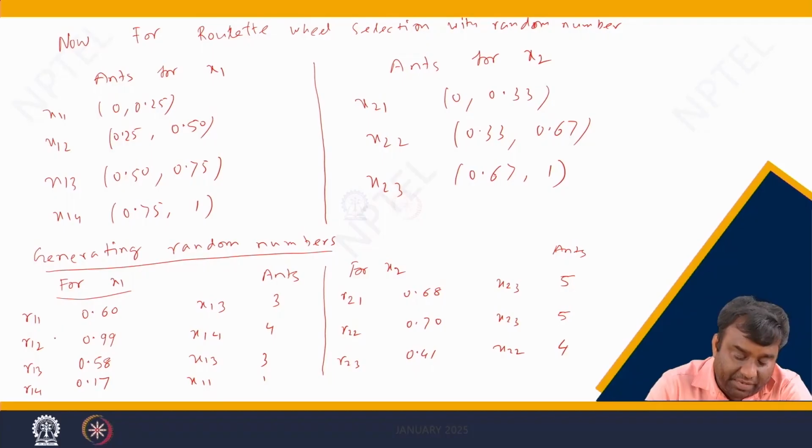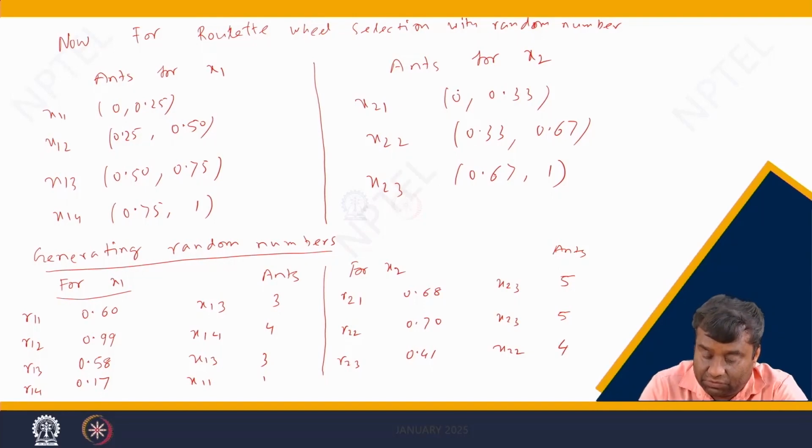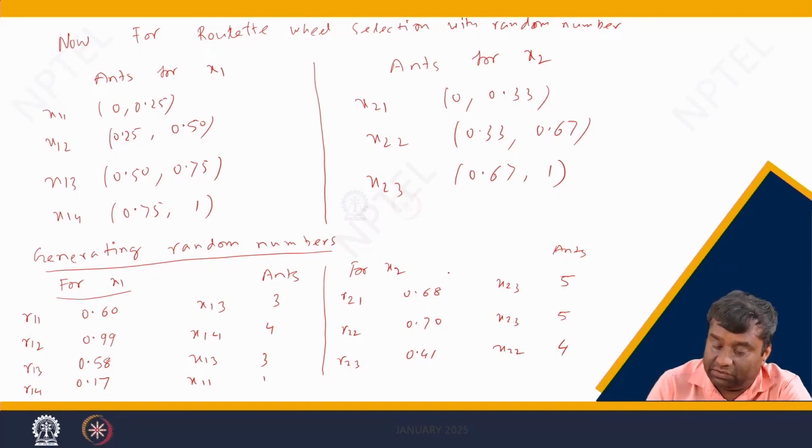Now we need to generate random numbers, so we generate 4 random numbers. The first random number is 0.60, it belongs to this interval, so x13 is selected, and 3 is selected. The second random number is 0.99, which belongs to this interval, so x14 is selected. The third is 0.58, here also x13, that means 3 is selected. The fourth falls in x11, so x11 is selected. Similarly for x2, random number 0.68, so x23 is selected. Then 0.70, here x23, that is 5 is selected. 0.41 is x22 here, so 4 is selected. So these are the selections.